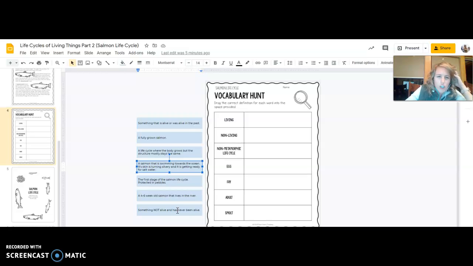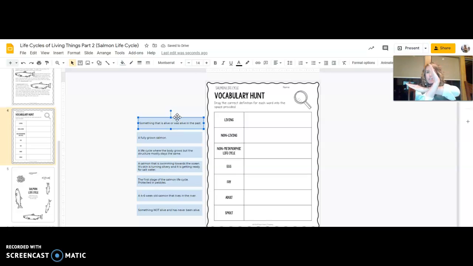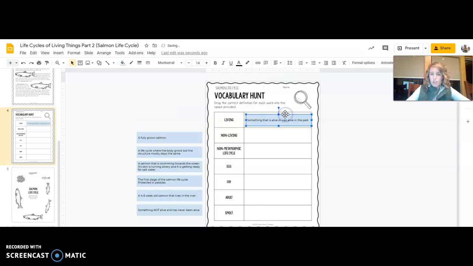Its skin? No. The first stage of the salmon life cycle? No. 4 to 6 weeks. Something that is not alive? No. It's definitely the first one. So remember, I need to make sure I have this cross with the 4 arrows, and I can drag it over, just like that. So then I look at non-living. Well, I already read all these, something not alive and has never been alive. I'm going to drag and drop.